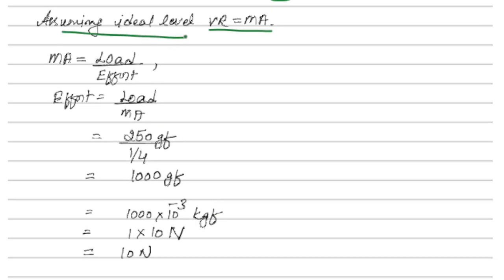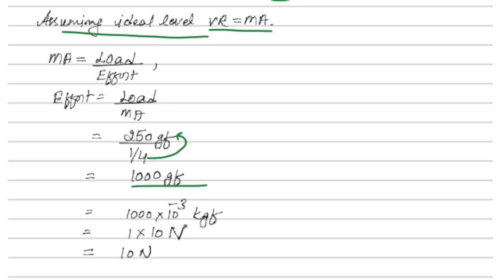So we are assuming this ideal lever, VR is equal to MA. MA we know is load divided by effort. We want to know the effort. So load divided by MA: 250 divided by 1 by 4. Now you see that 4 will go up, right? It is a fraction, 1 by 4. So 1 will remain here and 4 will go up. So it will get multiplied. That is the intuition we were trying to build upon.